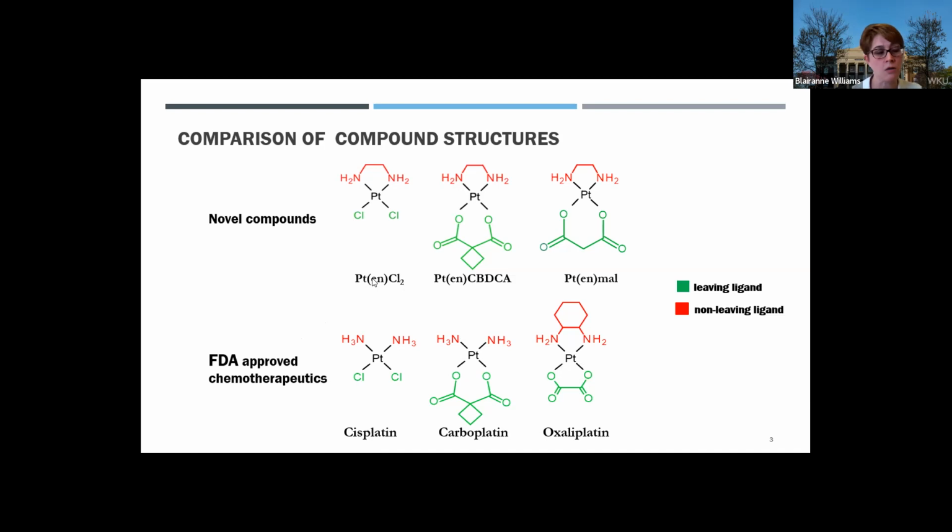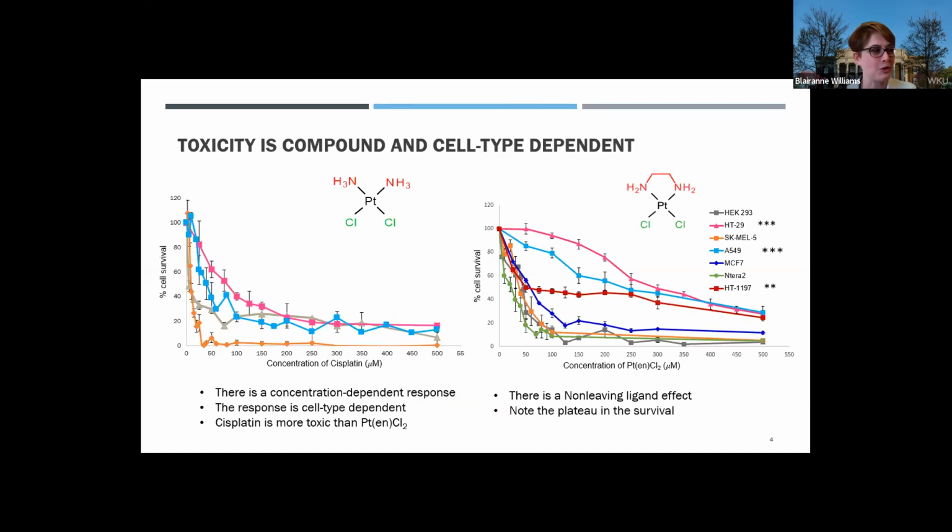Our platinum-EN chloride compound is similar to cisplatin at the leaving ligand. Platinum-EN CBDCA is similar to carboplatin; they have the same leaving ligand. However, we have a platinum-EN mol compound that's slightly different. It's kind of an intermediate between carboplatin and oxaliplatin. We do have a compound that we are testing that has the oxalate leaving ligand as in oxaliplatin, but I didn't include any of that data today. If you have any questions about it, though, I can maybe help you along.